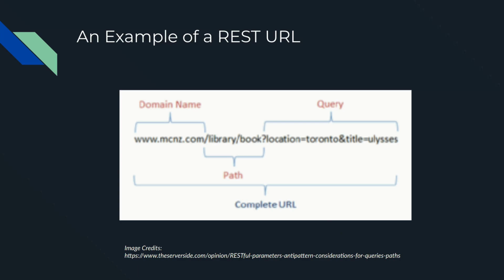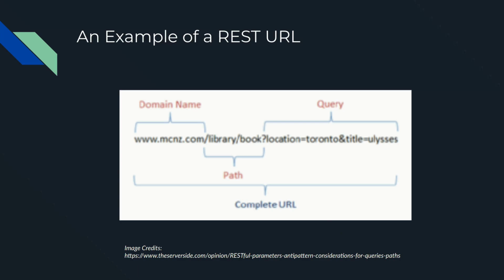And now this is an example of the REST API URL. So first there's a domain name, which is used to uniquely identify the server that you are trying to access. Then there's a path, which is going to help you find the functionality. In this case, let's say for the library API, mcnz.com, I want to fetch the number of books at a particular location. My domain is going to be mcnz.com/library/book, and this together will form the base URL of my domain.